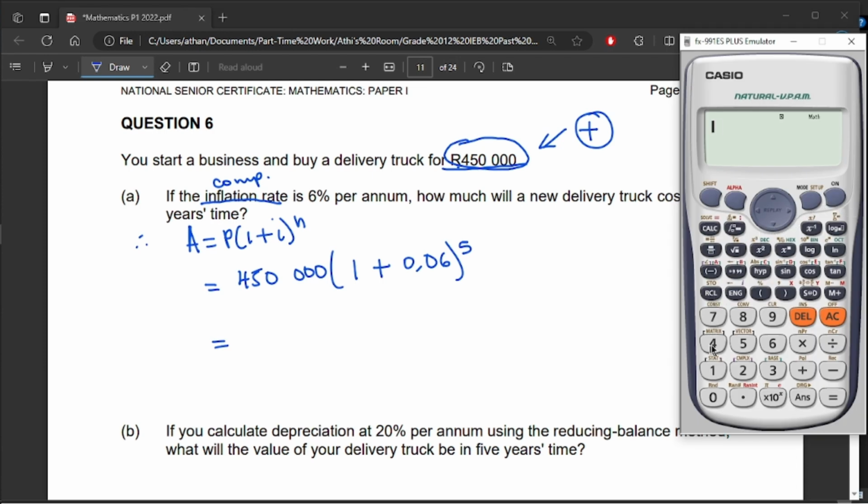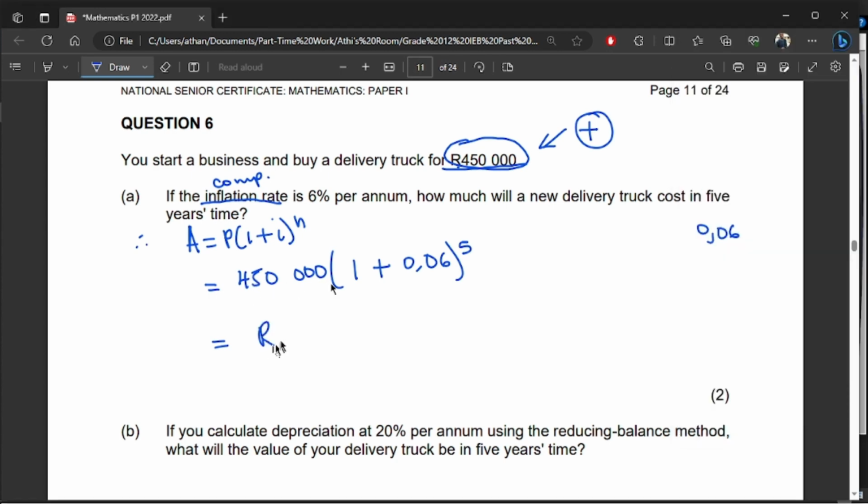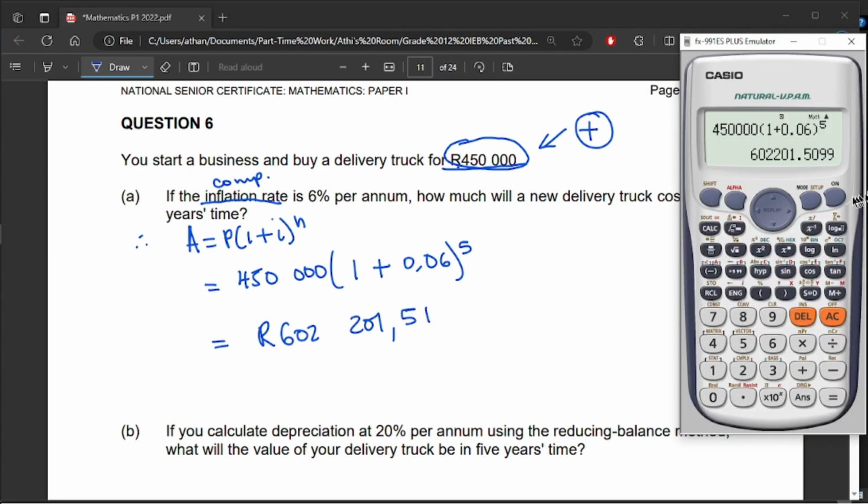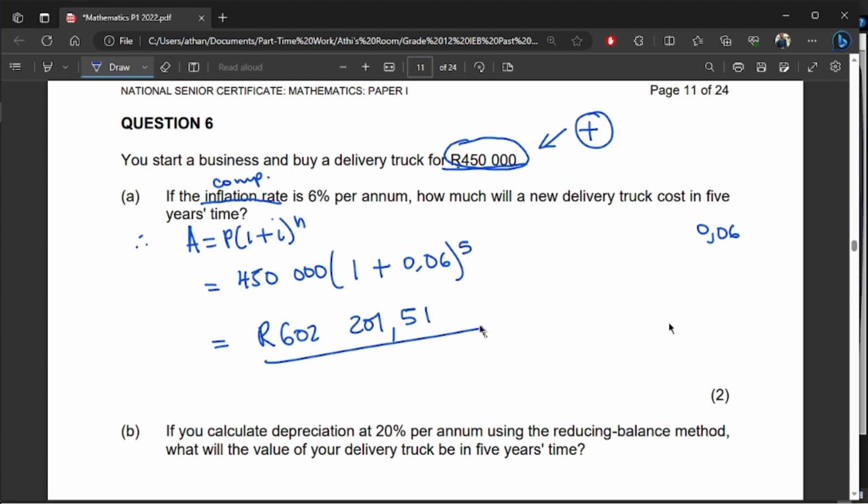Then I go straight to my calculator. It's 450,000 multiplied by (1 + 0.06) to the power of 5. There you go. It simply means that this truck is gonna be 602,201.51 rands. Okay, let's see if we round it off correctly there. Yes, that's the final answer. Now I'm rounding off to 2 decimal places because this is money, so we have to put the cents there and put the rands there. That's the final answer.